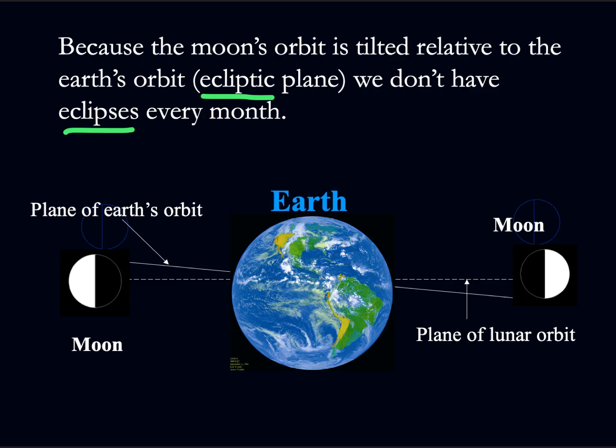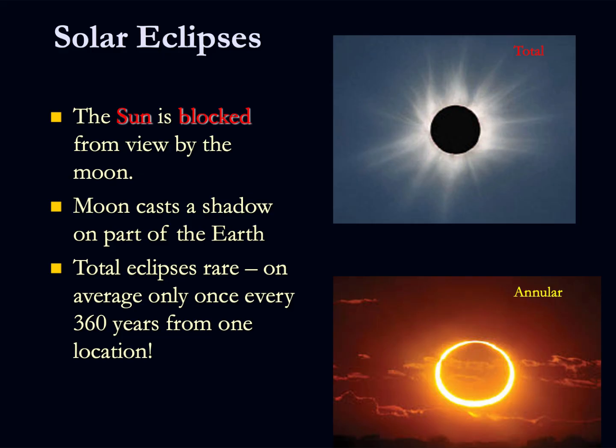Notice how similar these two words are, and that's because they're related. Eclipses happen when the moon's orbit happens to line up with the plane of the ecliptic. Solar eclipses occur when the moon moves between the earth and the sun, blocking the sun's light from Earth's view. Sol means sun, so solar eclipses occur when sunlight is blocked.